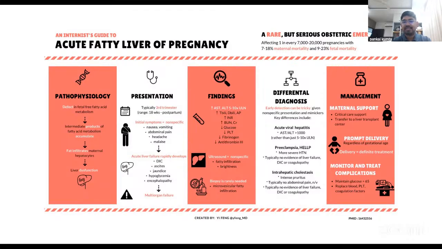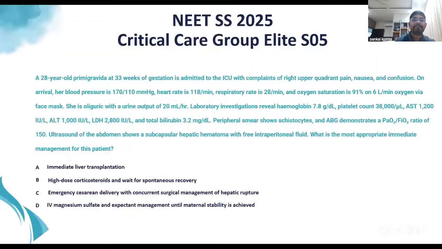Again, the differential, as we spoke about, overlaps with acute viral hepatitis, preeclampsia or HELLP, and intrahepatic cholestasis. But if you look at HELLP, generally you will have preeclampsia with more severe hypertension. They will not have severe liver failure, but they will tend to have coagulopathy and more severe hemolysis compared to AFLP. Management is critical care support, transfer to an ICU, immediate delivery, and again monitoring complications. So this is the fastest way to understand AFLP.